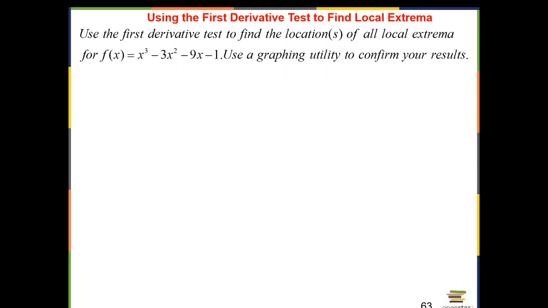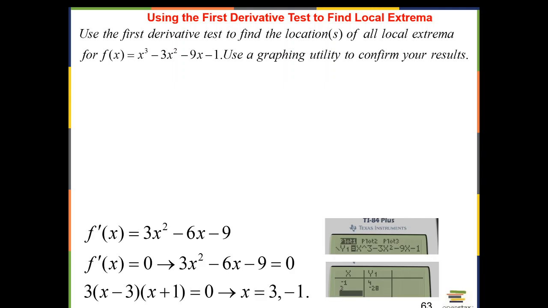All right, so it says use the first derivative test to find the locations of all extrema for this function. Use a graphing utility to confirm your results. Okay, so the first thing we have to do is think of the domain of this function, which is all real numbers, right? It's a polynomial. Then we're going to take the derivative. So the derivative is 3x squared minus 6x minus 9, right?